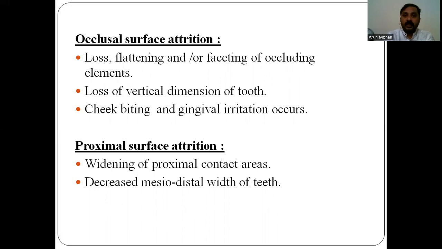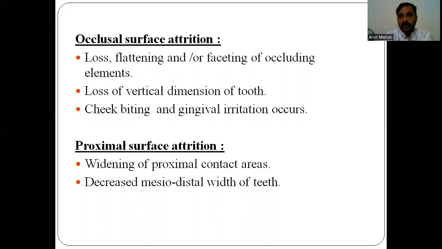Occlusal surface attrition is the most common type of attrition seen, due to the occlusal surfaces, maxillary and mandibular teeth, coming into contact with each other. This can lead to loss and flattening or faceting of the occluding elements. Faceting means there will be a flattened, polished surface formed on the occlusal surface of the tooth. Due to the constant pressure put by maxillary and mandibular teeth on each other, there will be a flattening or faceting of the occlusal surface. Facets refer to flattened polished surfaces, like what we see in diamonds. Similarly, we'll have a flattened polished surface on the occlusal surface of the tooth.